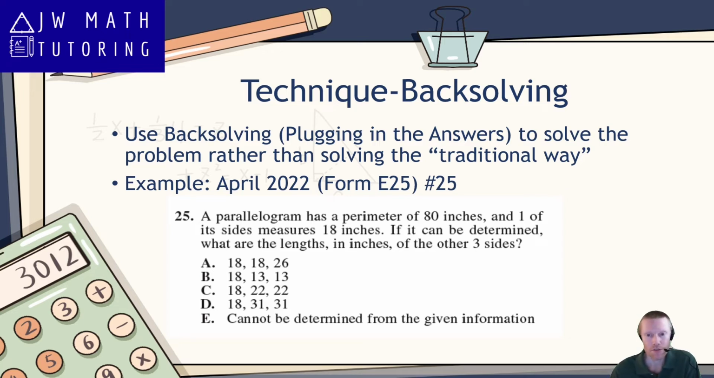So in this situation, you're given a parallelogram. You're told what its perimeter is, and you're told one of its sides, and you're asked to determine the other 3 sides. So the traditional way you would solve this, say in a math class, if you weren't given answer choices, is you'd probably first draw a picture and label some sides 18 and 18, and then the other sides you'd probably label x and x. And then you'd set up an equation to solve, and you'd sum it all up, and it'd equal 80. And then you'd combine like terms, move number terms over to the other side, and you'd solve it for x and get your correct answer.